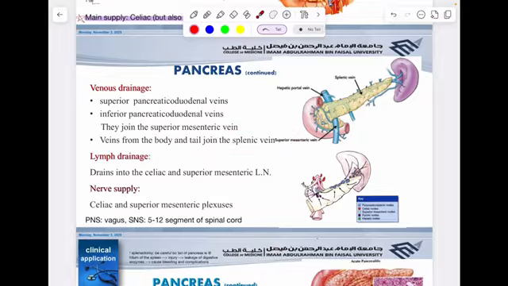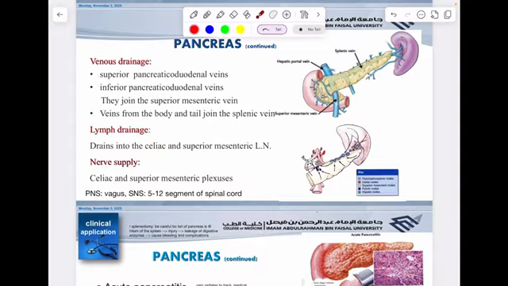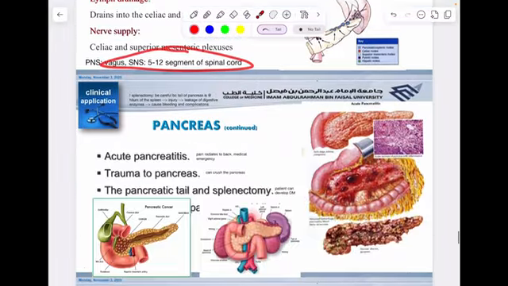The lymphatic drainage is going to drain into the celiac and superior mesenteric lymph nodes. بالنسبة للnerve supply, parasympathetic is going to be vagus, sympathetic is going to be segments 5 through 12 of the spinal cord. لكن هذه ما أعتقد إن الدكتورة mentioned them.